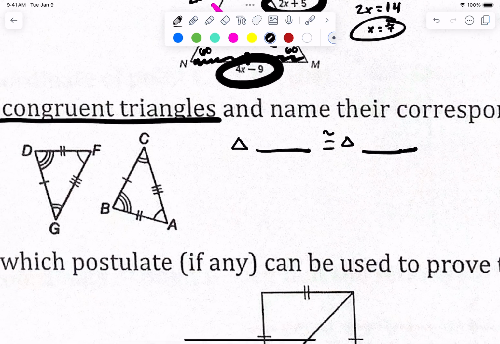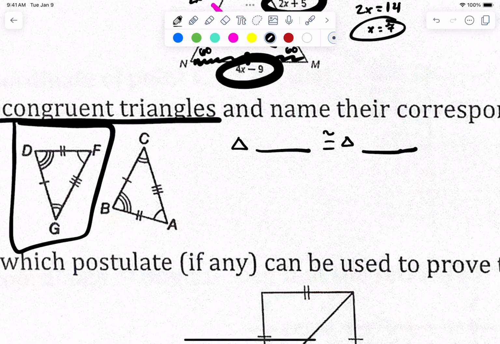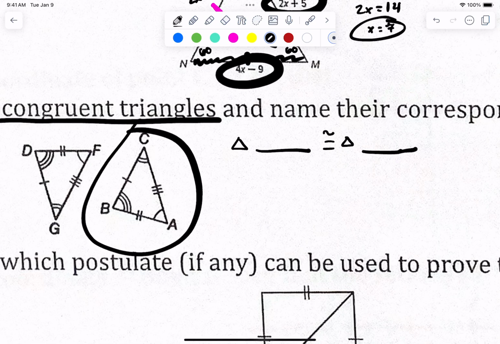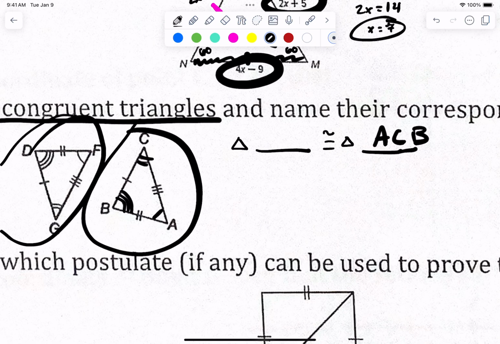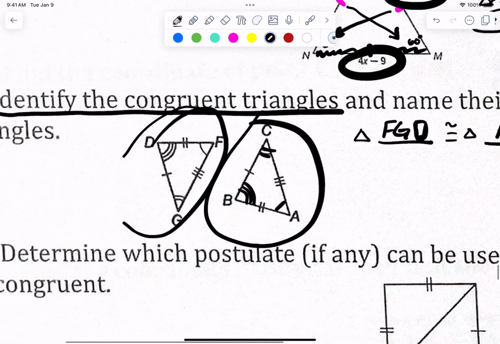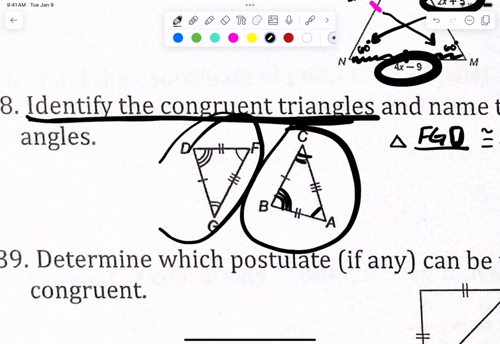You just decide for this first one, what order do you want to go in? ACB. You want to go ACB? So he's doing the left side one. ACB, and I know why you did that, because you did 1, 2, 3. If you go ACB, you go 1, 2, 3. Okay, now over here, which one goes 1, 2, 3? What order does that have to go in? FGD. It does not matter what order the first one goes in, just as long as the second one matches it. So that's what they mean by tell me what the congruent triangles are. Put them in order, list them in order.